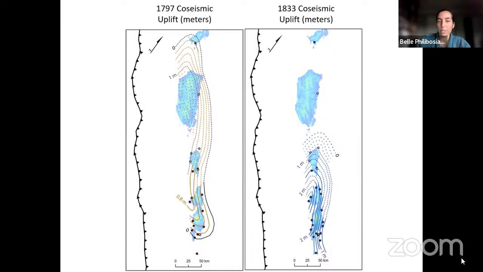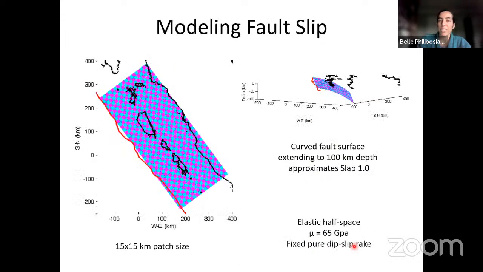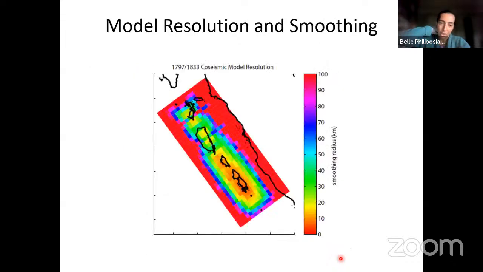So we know from, again, coral records, that we have up to about 1 meter of uplift in 1797, focused on the northern Mentawais, and in 1833, more than 2 meters of uplift in the southern Mentawais. Now those are measurements of surface deformation. If we want to know how much the fault slipped, we need to do a model. So this is not a direct observation, and has a lot of assumptions built into it, but we can still get a good approximation of what happened.